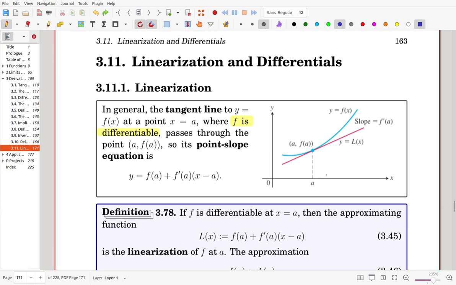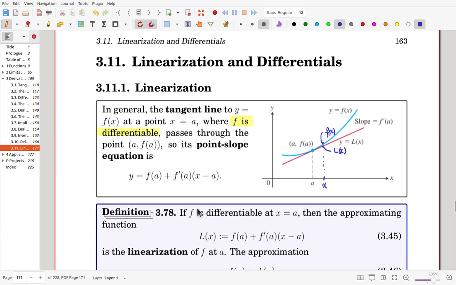Now, if we choose x near a, then f(x) is this value. But the value f(x) can be approximated by using L(x), so the tangent line can be a good approximation of the function value. As long as they are close to each other, that will be a really good approximation.